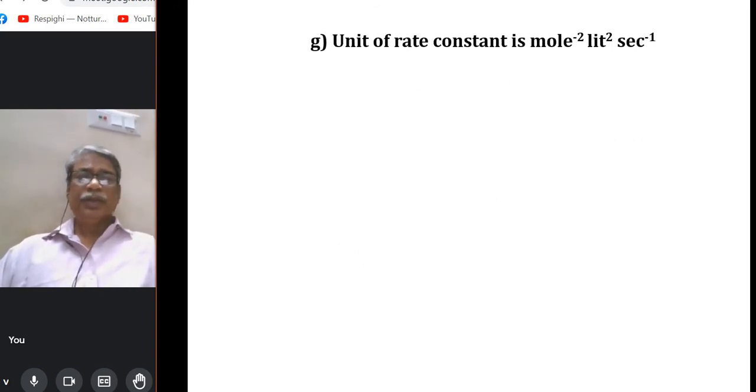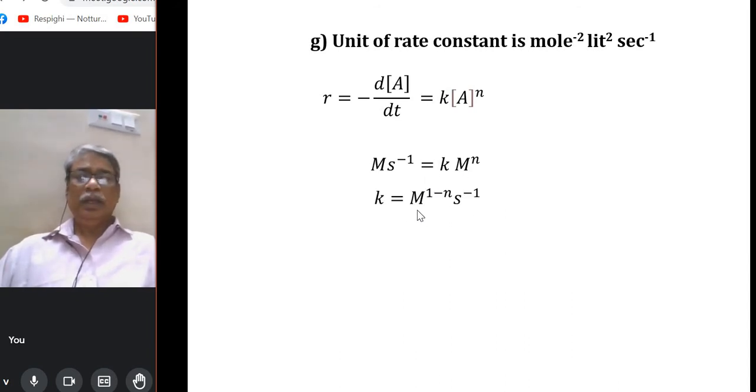Unit of rate constant is mole to the power minus 2 liter square second inverse. So start from a very general expression. Rate is k a to the power n. Now rate is molarity per second, and right hand side k m to the power n. So k is finally m to the power 1 minus n second inverse.